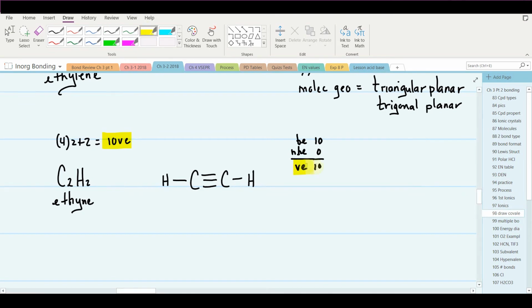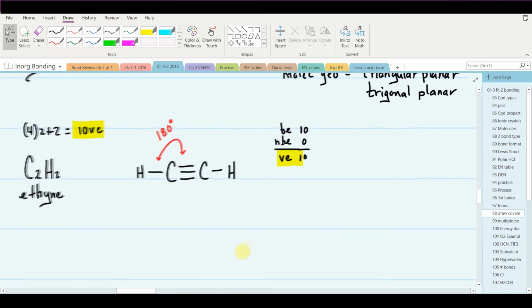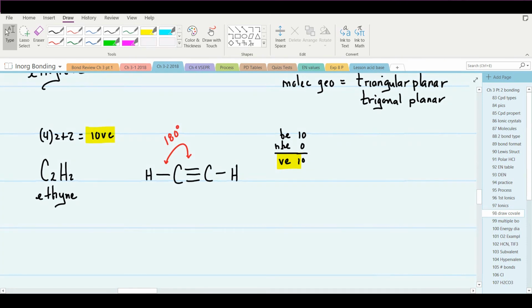What can we say about the molecule? Well, we can say that the bond angle around the carbon is 180 degrees. It's a linear molecule, right? It's going to be nonpolar. It's a hydrocarbon. It's not going to dissolve in water to any appreciable extent. Okay, so the molecular geometry, I guess we could write that down. That'd be linear.